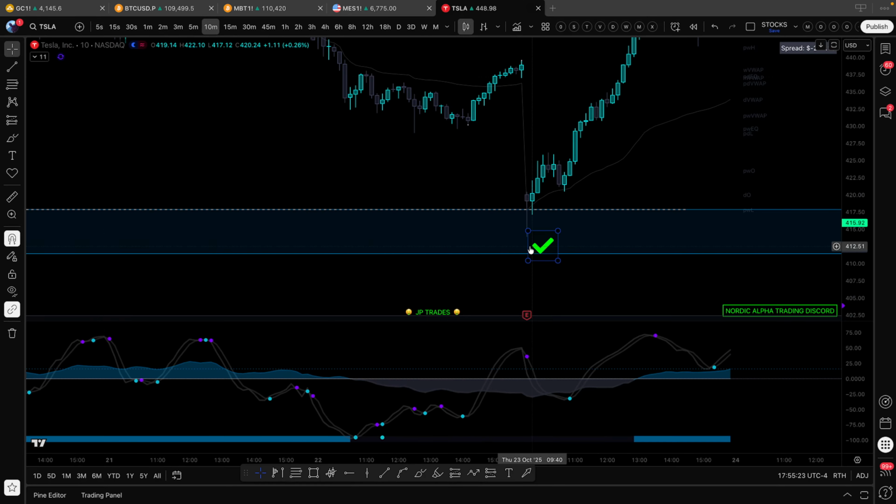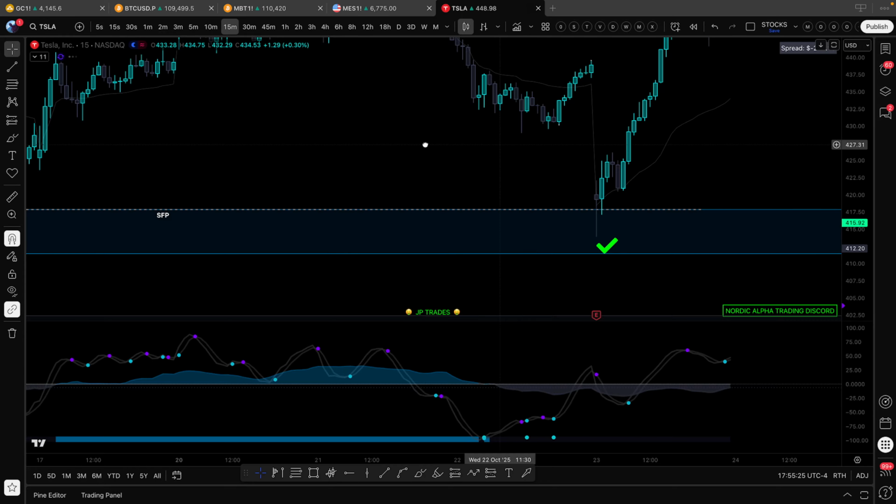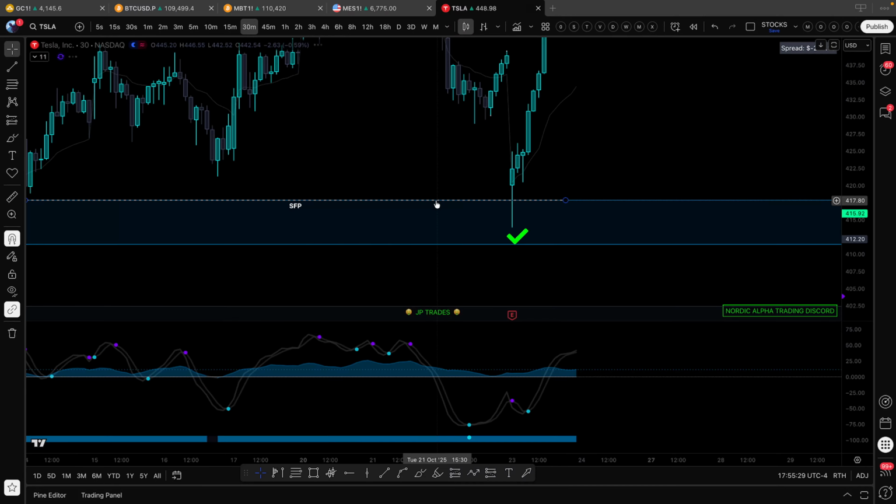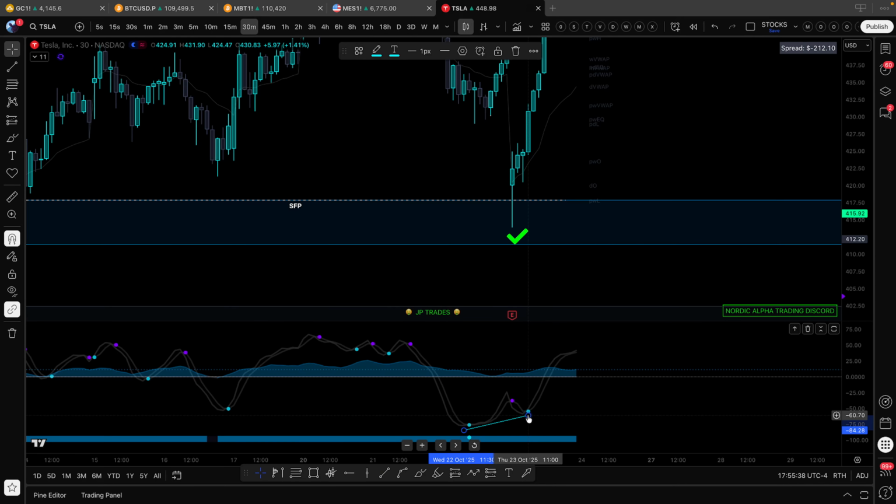10 minute is the exact same. 15 minute, the exact same. So let's go to the 30 minute. We have a clear divergence. But if you wait for the 30-minute divergence, it does not confirm until this candle.